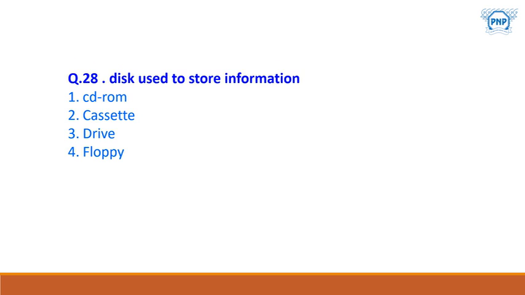Disk used to store information is known as what? CD-ROM, cassette, drive or floppy. It is called a floppy. In floppy there was a time people used to keep some data. There was a limitation for storing data, but nowadays we have hard drives and pen drives. So there are various options available and they are very easy to carry also.